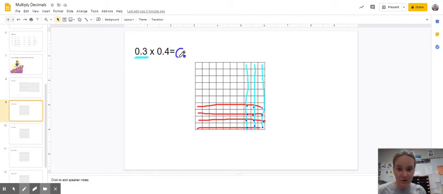That equals 12 hundredths. Now, if you look at it mathematically, I moved my 3 over 1, and I moved my 4 over 1. So my answer, my decimal is going to be moved over 1, 2 place values. Okay? Let's try another one.